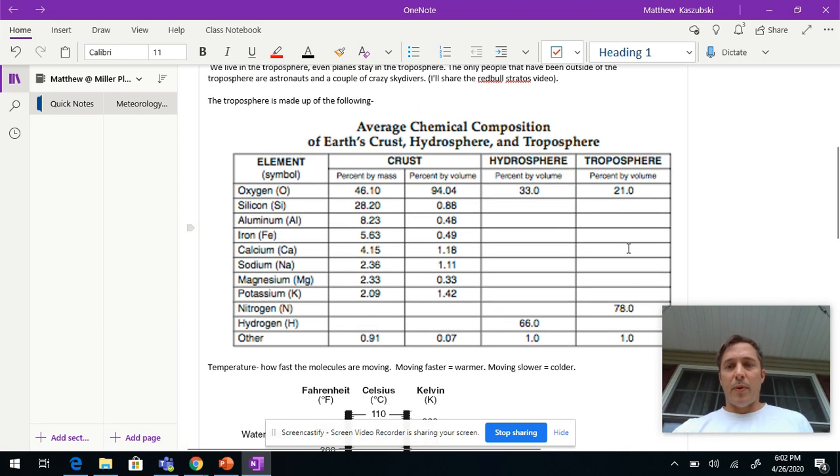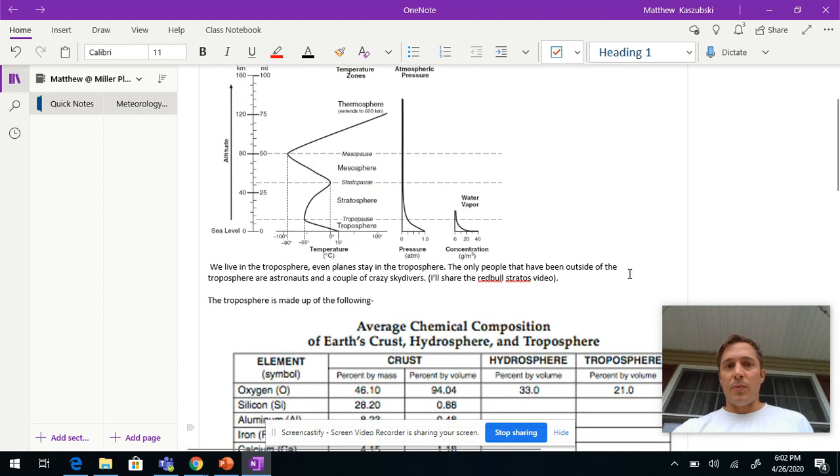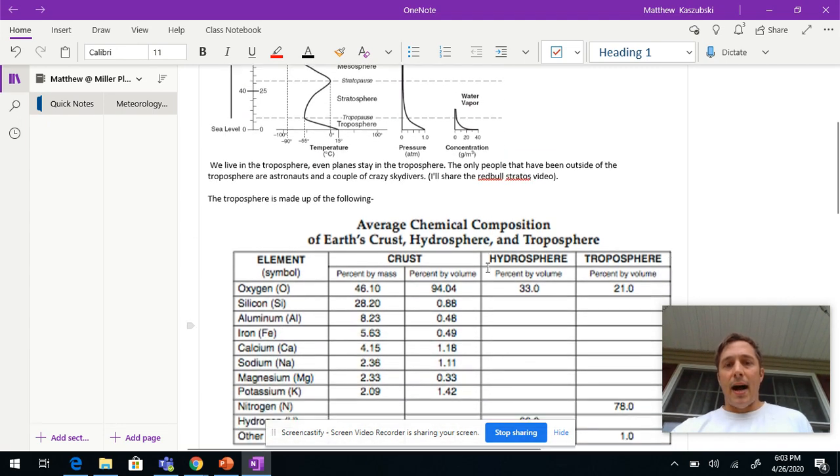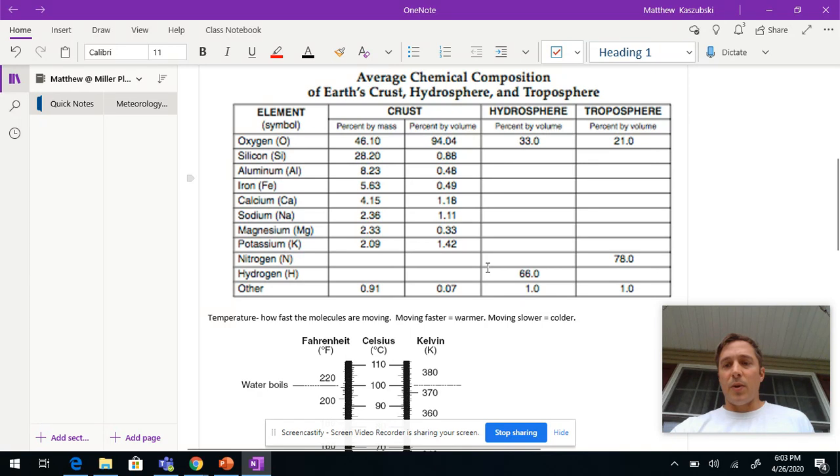The troposphere is the most important part, in which we live, right? And we're going to talk more about these things. We'll talk about ozone and things like that. But as we're moving down here, we're going to get into weather.